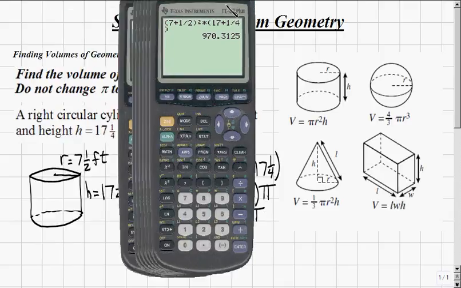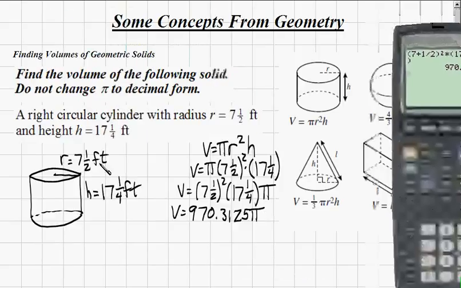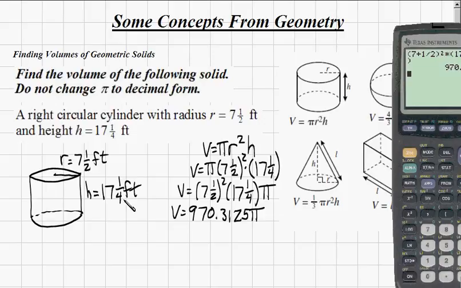So our volume is measured in cubic feet, since our radius and height are in feet. And this says that the material on the inside of the cylinder would total up to a volume of 970.3125 times pi cubic feet. And that's our final answer.